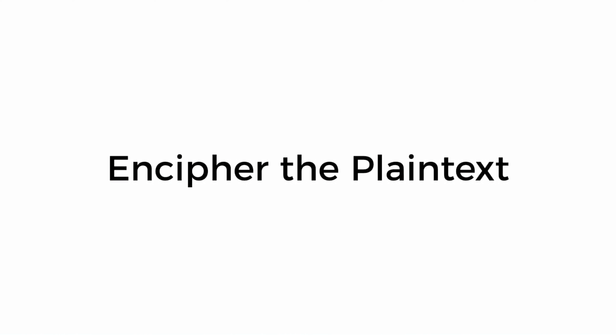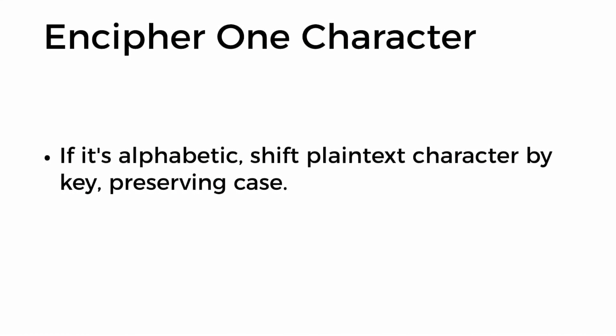But before we talk about how to encipher the entire plaintext, let's just talk about how to encipher one particular character. How are we going to do that? Well, there are a couple of cases that we might want to consider. If the character is an alphabetic character, like an uppercase letter or a lowercase letter, for example, then we'll want to shift that plaintext character by the key, making sure to preserve the case. If it was originally an uppercase letter, it should stay an uppercase letter, for example.